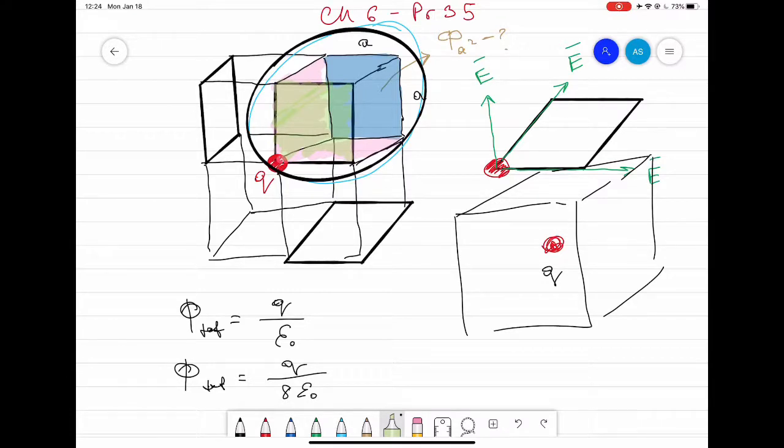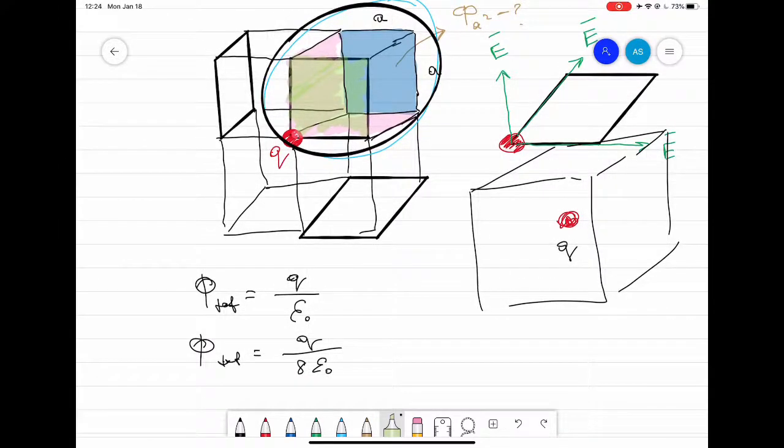In order to find the electric flux of the shaded blue side, what do we have to do? We have to divide by 3. So we can say Q divided by 3, and since we still have this 8 times, multiplied by epsilon naught. So that means the electric flux passing through the blue shaded area will give us Q divided by 24 times epsilon naught. So this is the answer.